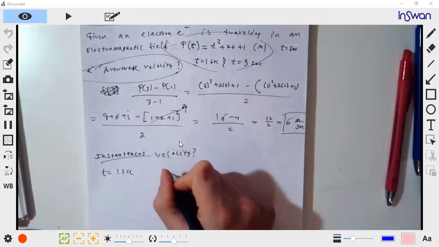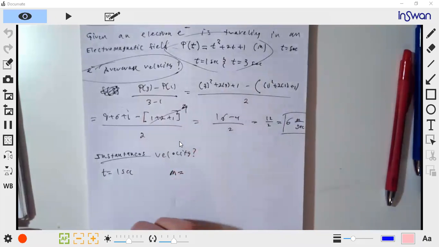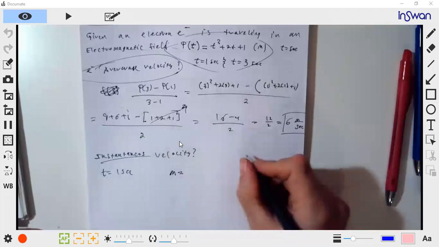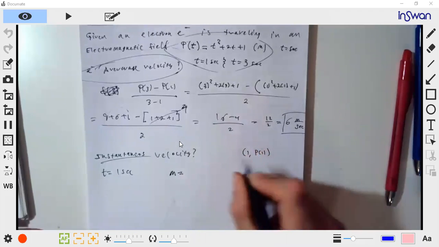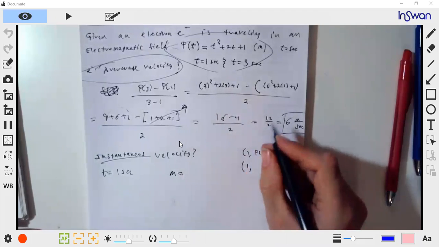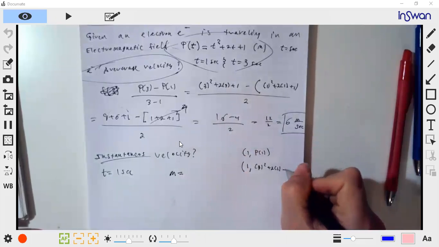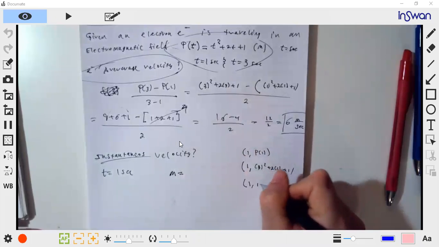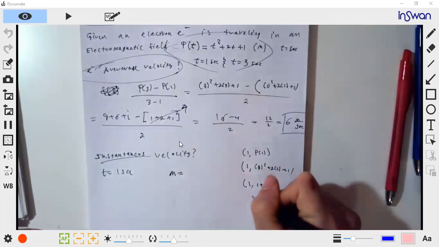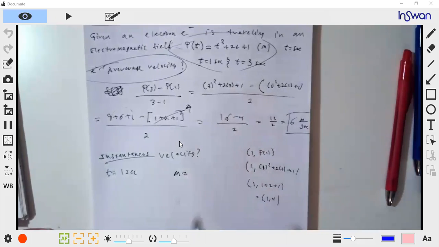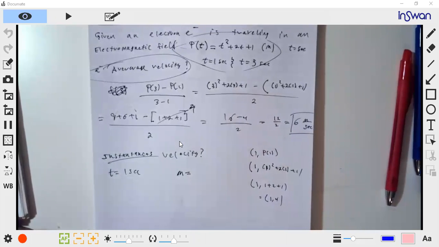So what we want to do is say, what is the instantaneous velocity? Well, that's the same thing as the slope at 1, p of 1, but that's 1 comma 2, or 1 squared plus 2 times 1 plus 1. So that's 1 comma 1 plus 2 plus 1, and that's the same thing as 1 comma 4. Okay, so this is the same thing as asking what is the slope of the tangent line of the function p of t at 1 comma 4.